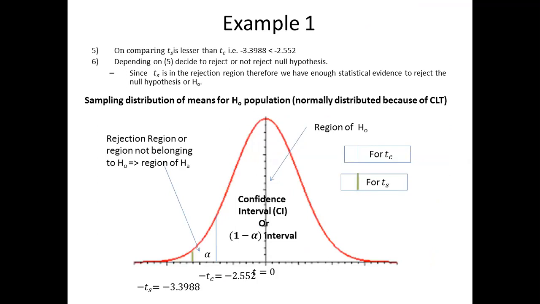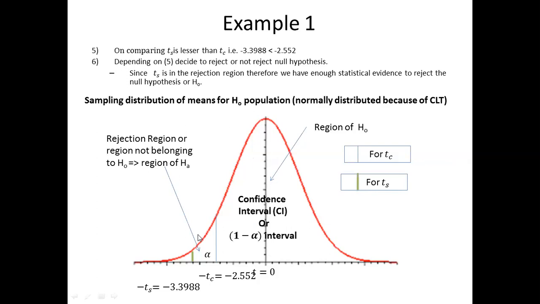Now, in step number 5, we are comparing Ts with Tc, and we can see that our Ts value, which was minus 3.3988, is far lesser than the critical T value, which is minus 2.552. And what does it mean? It means that on a sampling distribution of mean of the H naught population, the Ts value is lying in the region of rejection. That is the region which does not belong to the H naught population.